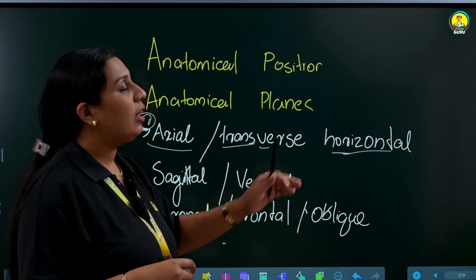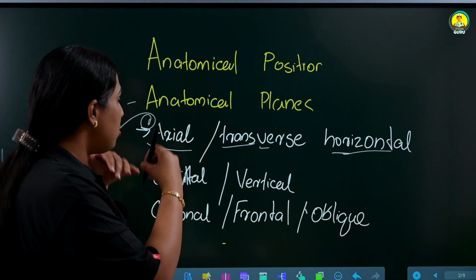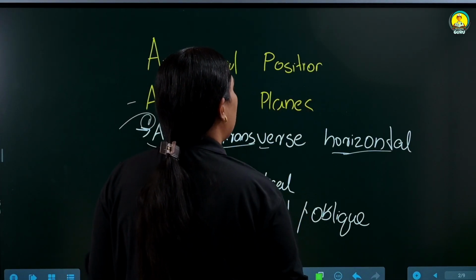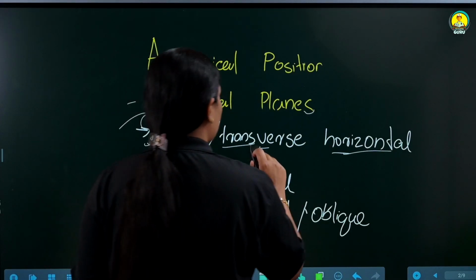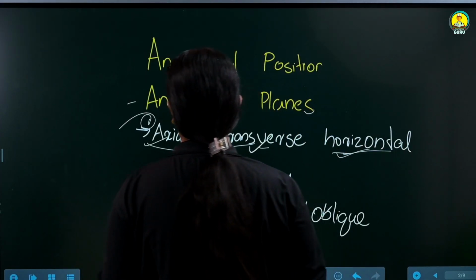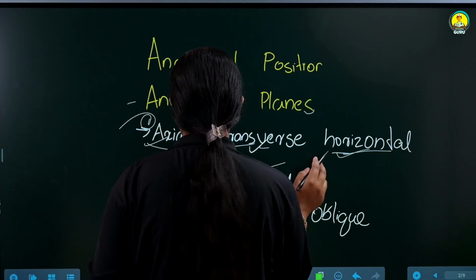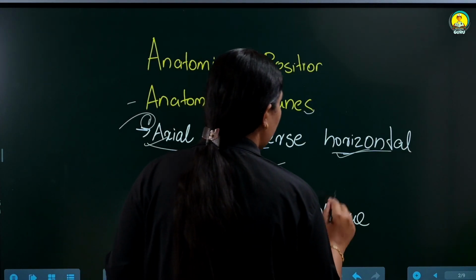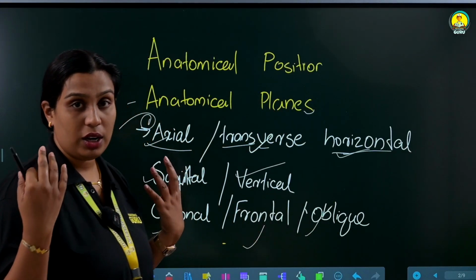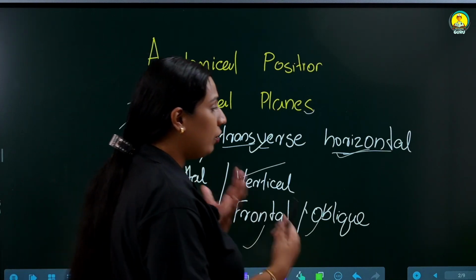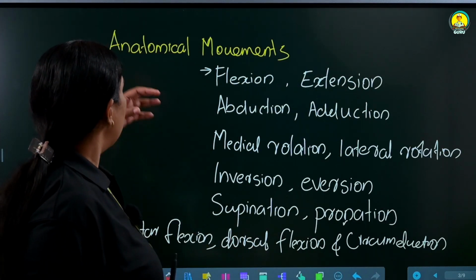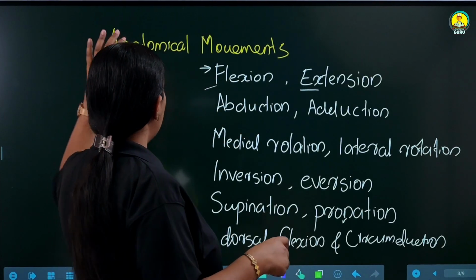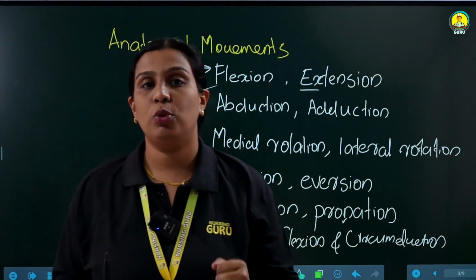Next is about the anatomical planes. When it comes to the planes, you may already be familiar with the different anatomical planes, that are axial, transverse, horizontal, sagittal, vertical, coronal, frontal and oblique. Maybe you have studied all of these things, and also through the shorts we will demonstrate them to you. Okay, in this unit, the next portion is anatomical movement.